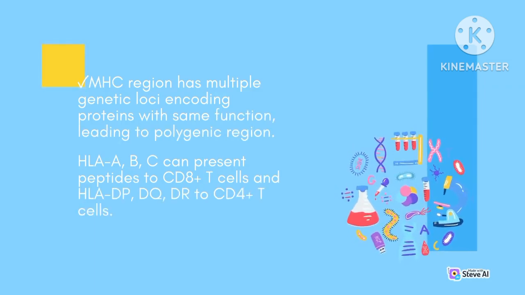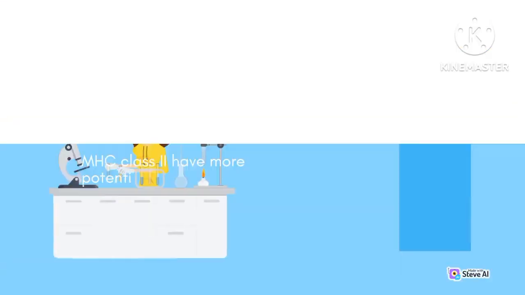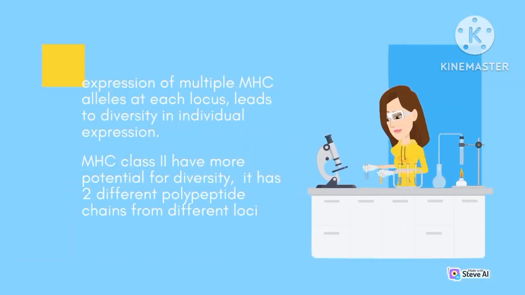The MHC region has multiple genetic loci encoding proteins with the same function, leading to a polygenic region. HLA-A, B, C can present peptides to CD8 plus T cells and HLA-DP, DQ, DR to CD4 plus T cells. Expression of multiple MHC alleles at each locus leads to diversity in individual expression. MHC class II has more potential for diversity. It has two different polypeptide chains from different loci.